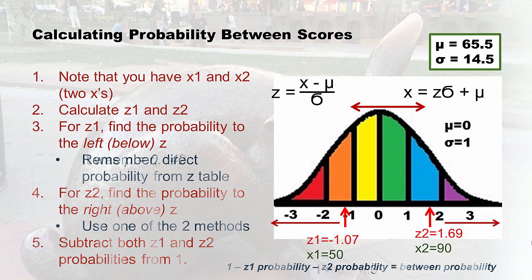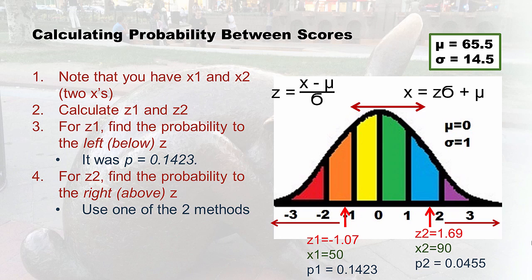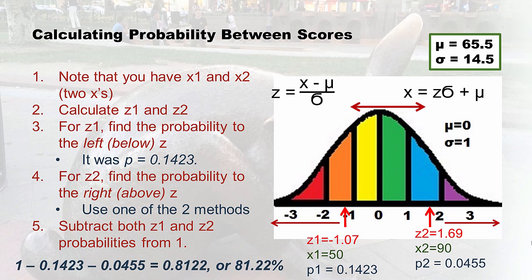So I'll demonstrate this. Remember for z1, the probability to the left of z1 was 0.1423. We did that together. And then we used both of those methods and they got the same answer to find the probability to the right of z2, which was 0.0455. So that's a little piece at the top, and then we got the little piece at the bottom. And now we'll take 1 minus the piece at the bottom minus the piece at the top, and the total is 0.8122 or 81.22%, which kind of makes sense. It's a big piece in the middle, so it wouldn't be surprising if it was about 80% of the curve. So this is how you do a between one.